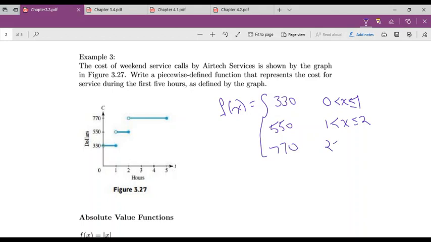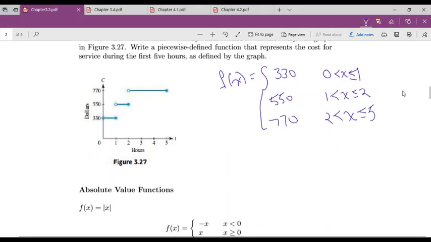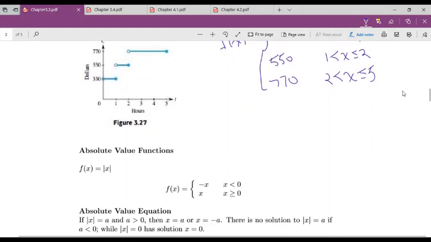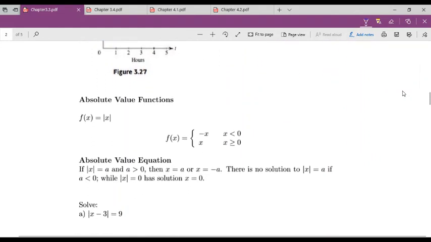So not equal to 2, but greater than 2 and less than or equal to 5. And there you go. So there's your piecewise defined function of this particular graph that they give you, 3.27. Easy enough. Like I said, it's really, really not that hard. Just take it piece by piece.